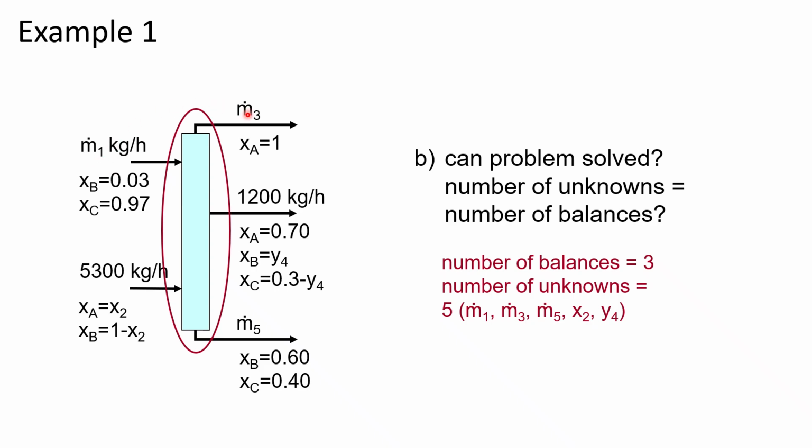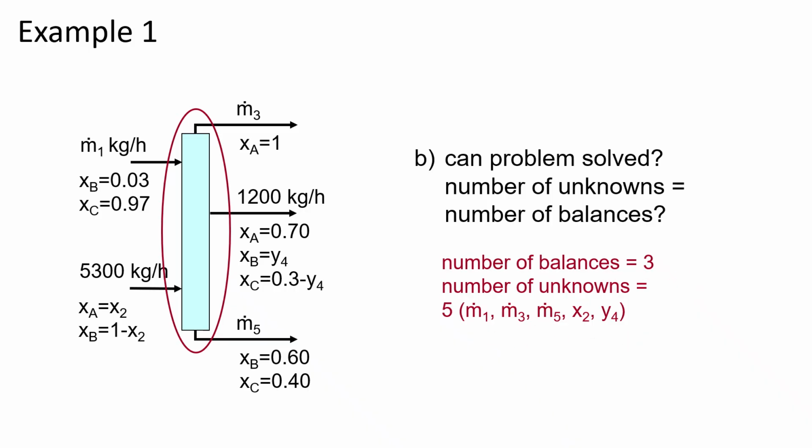As we move around, another unknown is m dot 3. As we move down to the side stream, we have 1 more unknown, y4. As we come down, we have 1 more unknown, m dot 5. And then over here, for the bottom feed, there's an additional unknown, x2. So if we count these all up, we have 5 unknowns and only 3 balances.